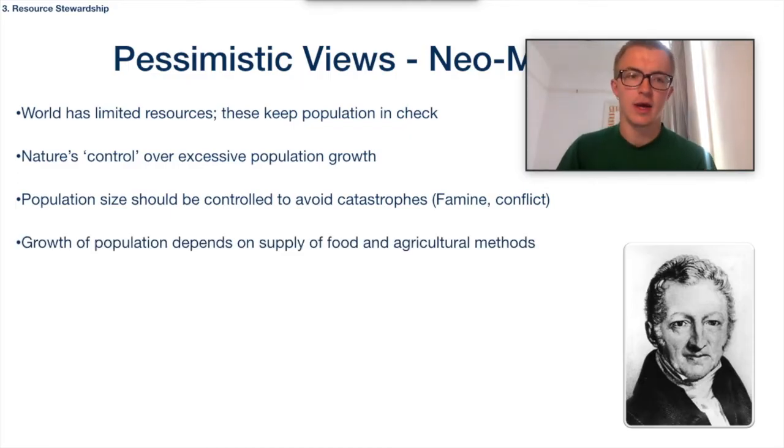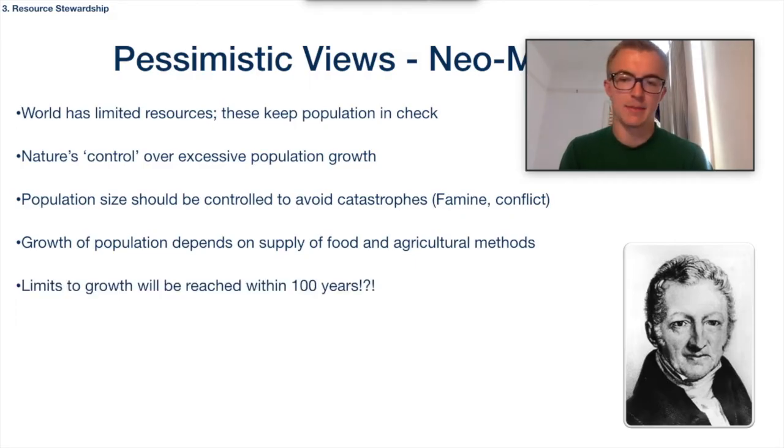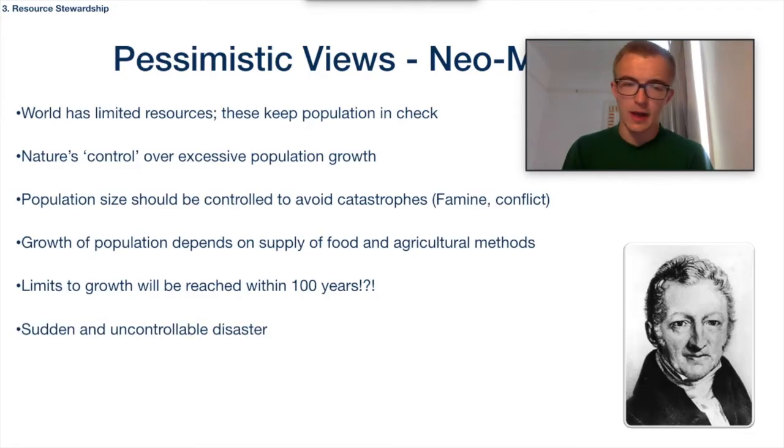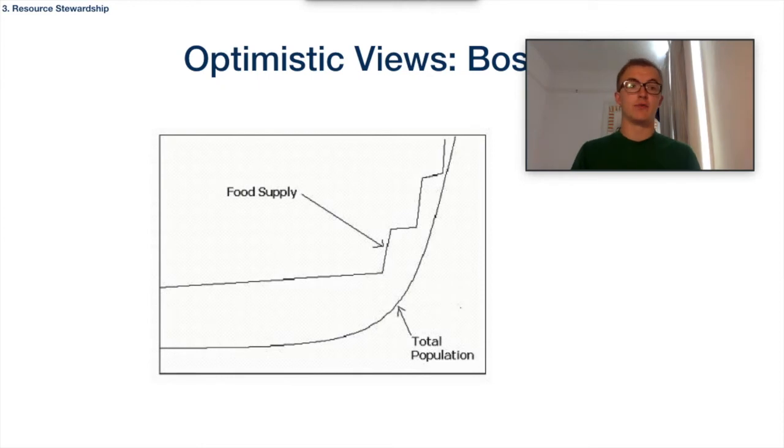And then, as we said, the growth of the population is fundamentally dependent on a supply of food and appropriate agricultural methods to provide that food. And that means that perhaps within the next 100 years, we will reach that limit, and we will see some of those huge catastrophes coming into place, and that'll be through those disasters. Okay, so that's the Neo-Malthusian view. The optimistic view and the opposite view came from a lady called Mrs. Boserup. I might be pronouncing that wrong, but you don't really need to know how to say it, you need to know how to spell it.